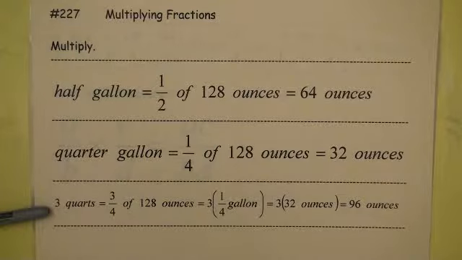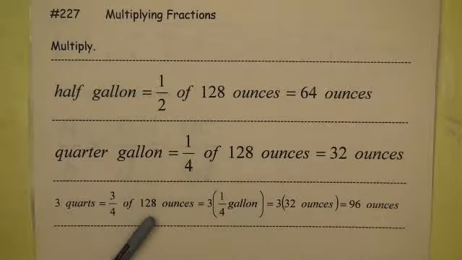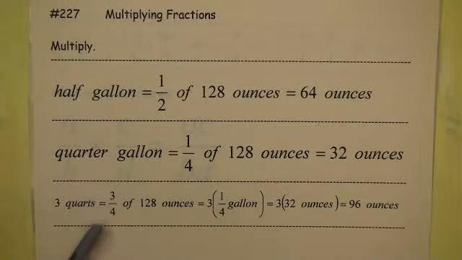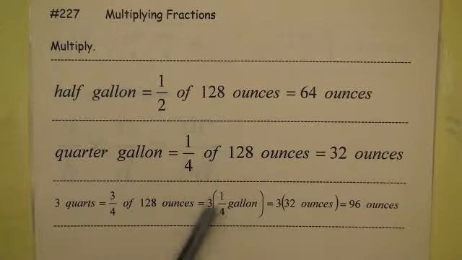So if we had 3 quarts, for example, we have 3/4 of a gallon, 3/4 of 128 ounces. Then we have 3 times a quarter gallon. That's where we really have 3 quarter gallons, 3 1/4 gallons. So 3 times a quarter gallon. Well, a quarter gallon is 32, so therefore we would take 3 times 32 to get 96.